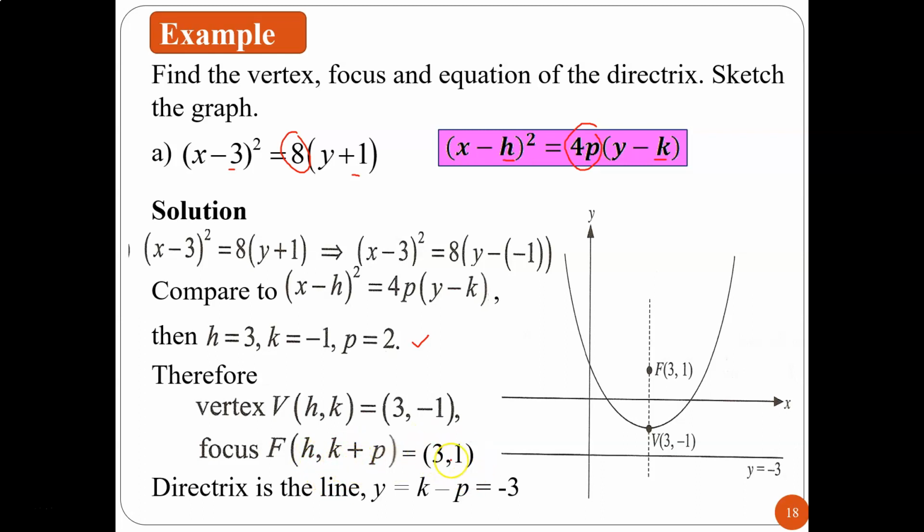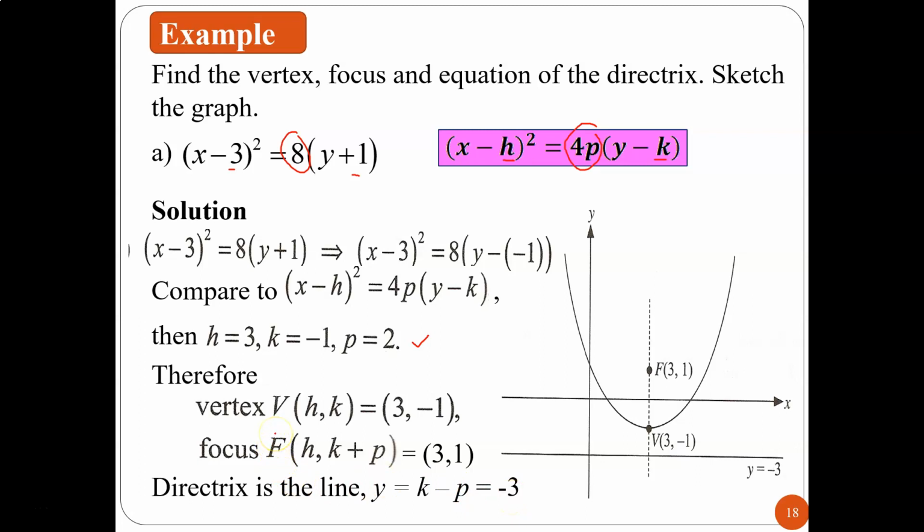So you have new one, 3 and 1. So you have vertex and focus, and of course you will have a directrix line. So the directrix line will be contra from this one. Contra mean berlawanan dengan yang you punya focus. Your focus you have k plus p, so your directrix will be k minus p. So you already have all this value for k, what is k, what is p. So you just substitute, you will get the directrix line is actually equal to -3.